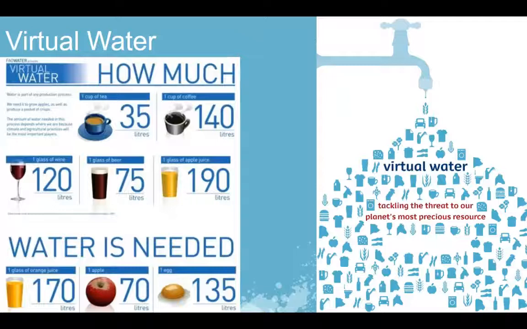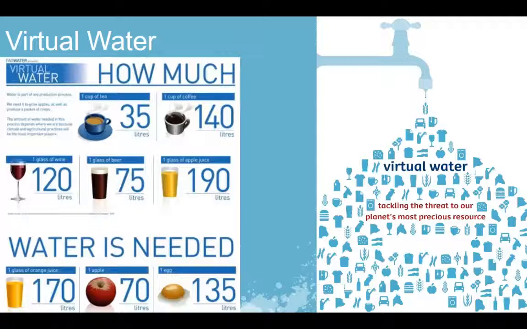Well, to produce that cup of tea, to make and refine that tea bag, unless you're growing your own tea, it takes about 35 liters of water. 35 liters of water. Figure a 2-liter bottle, you can visualize that. That's what, 17 of those? 18? That's a lot. Look at coffee: 140 liters of water to make 1 cup of coffee for you to drink. Apple juice, 190. Glass of wine, 120.